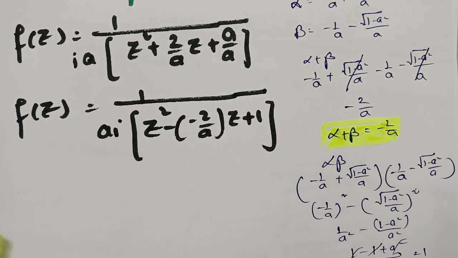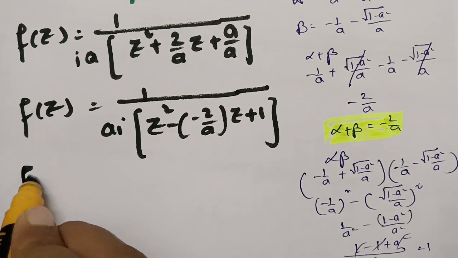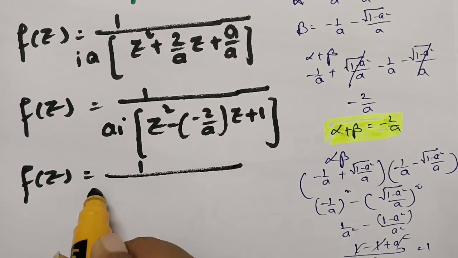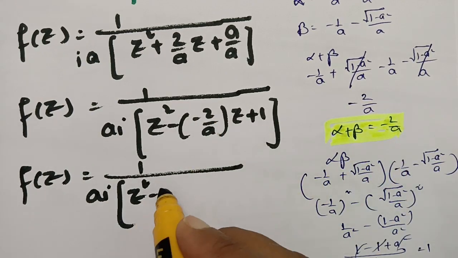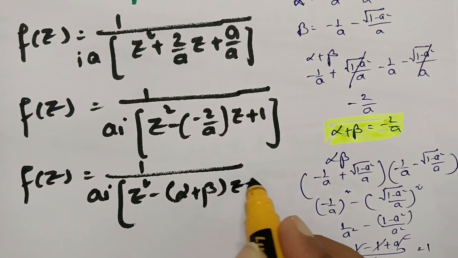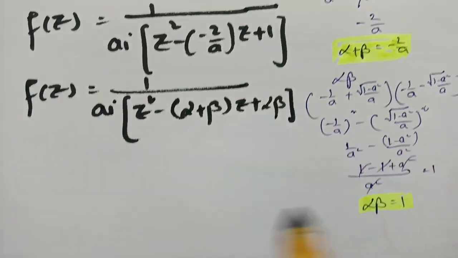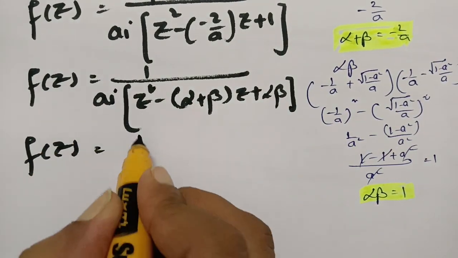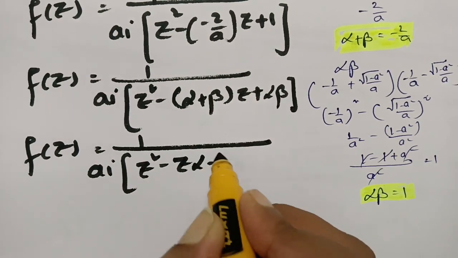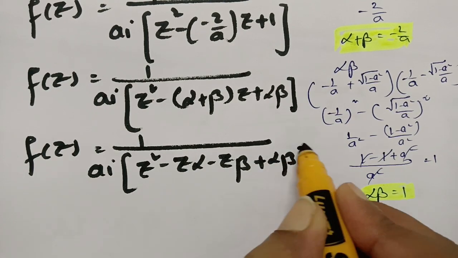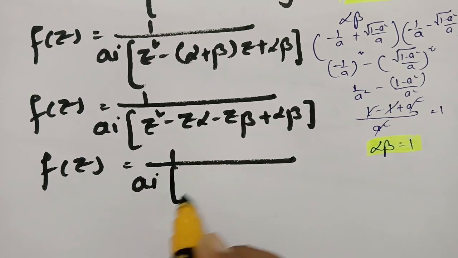minus 2 by a. So here if I use this, f of z will become 1 by ai times of z squared minus, in place of minus 2 by a I am writing alpha plus beta into z, and in place of 1 I am writing alpha beta. Clear? So f of z is equal to 1 by ai times of z squared minus z alpha minus z beta plus alpha beta. Clear?